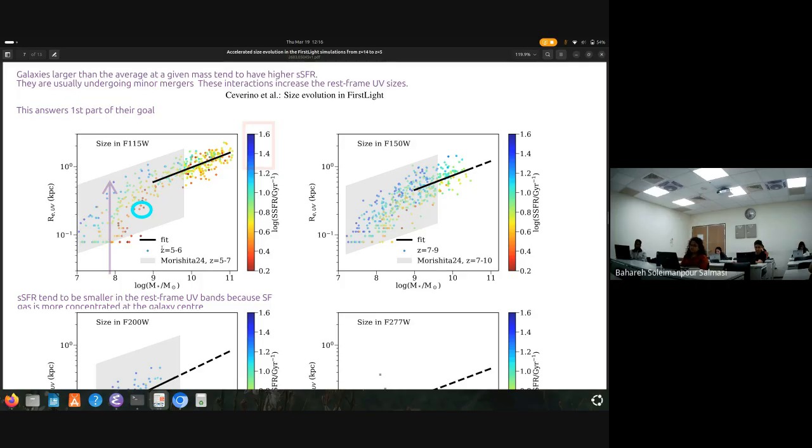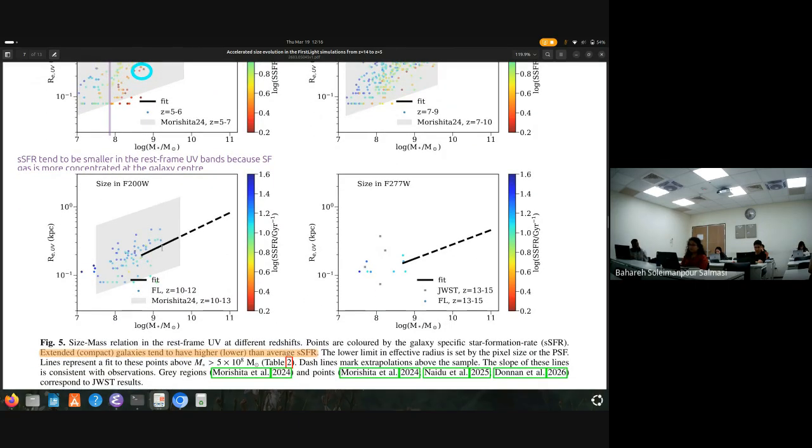So this is what they find for the different redshift regimes. The solid and dashed line is basically their fit, and the dashed is the extrapolated line for higher stellar masses.